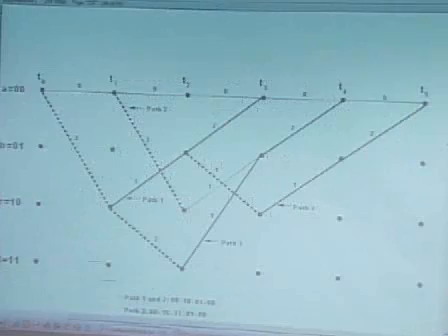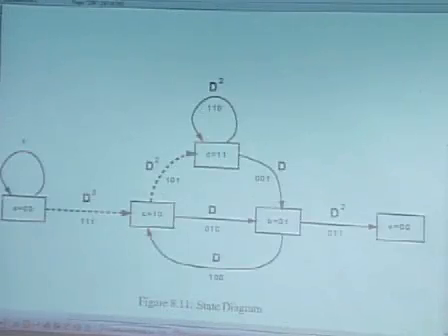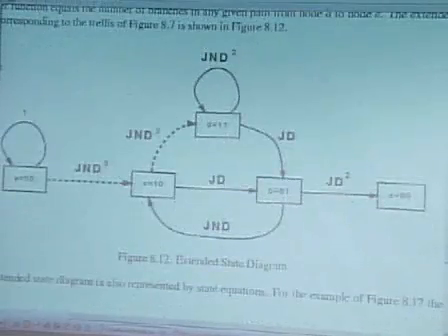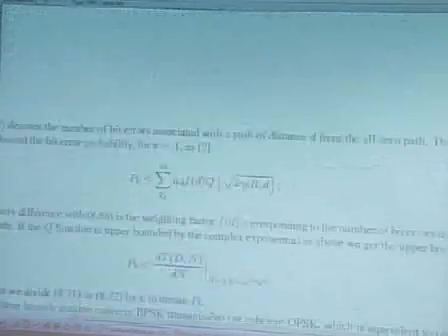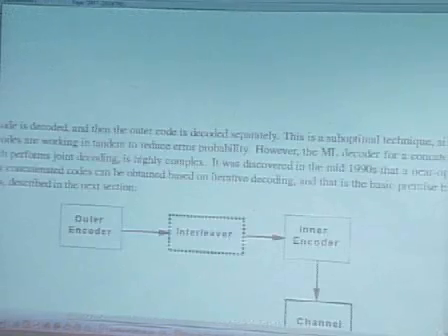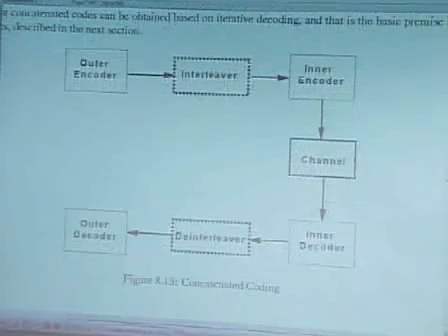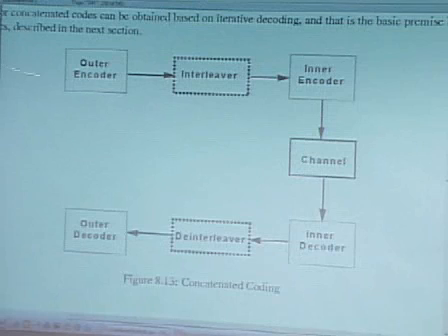Figure 8.13. So here's how you concatenate codes. You take your bits, you encode them using the outer code, then you interleave them, then you encode them again using the inner code, send them out to the channel, they're received, decoded by the inner code, de-interleaved, and then decoded by the outer code.